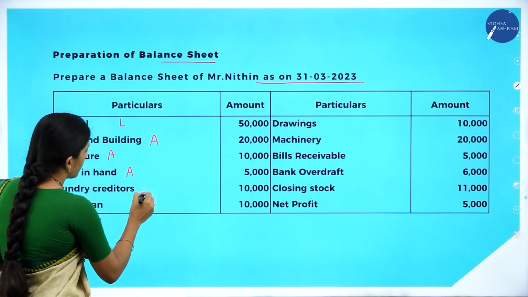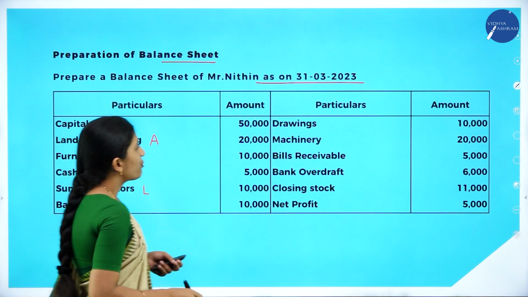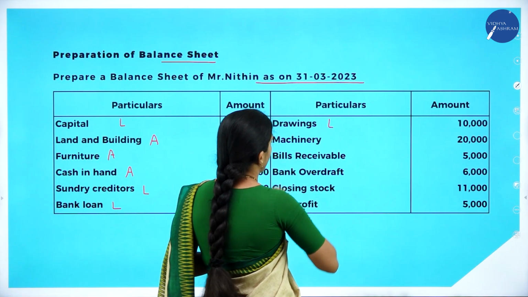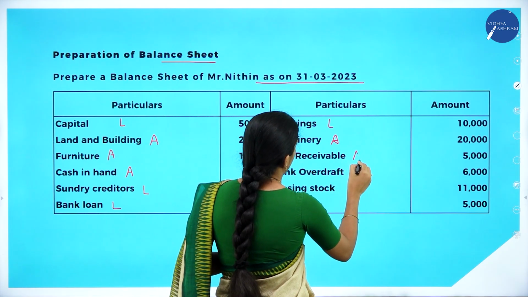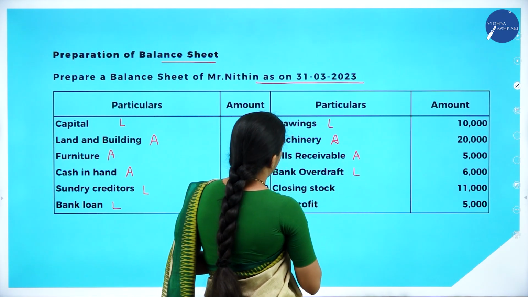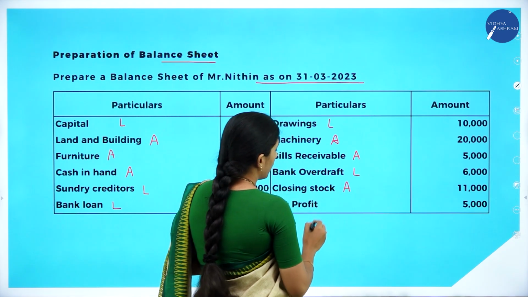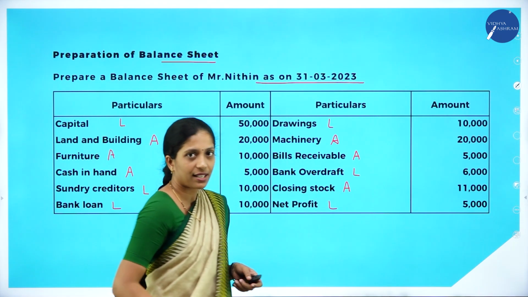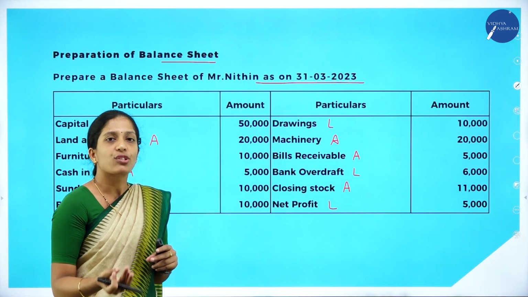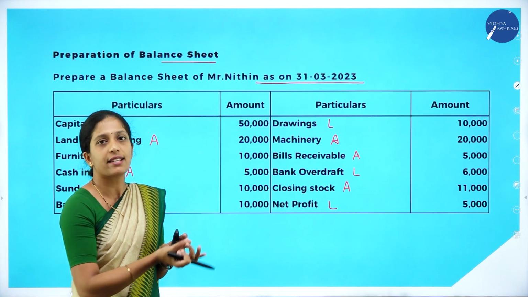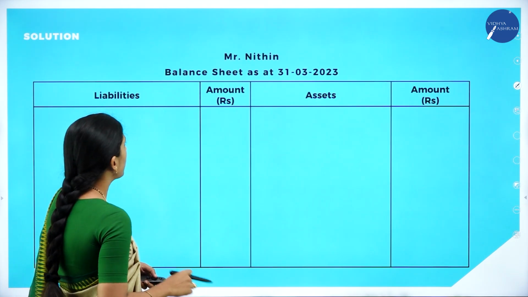Sundry creditors, it is a liability. Next, bank loan, it is a liability. Drawings will be recorded on the liability side. Machinery, asset. Bills receivable, asset. Bank overdraft, liability. Closing stock, it is an asset. Net profit will be recorded on the liability side. So this is how you have to identify. After solving 2 to 3 problems, you can easily identify which are the assets and which are the liabilities. Now we shall continue here.